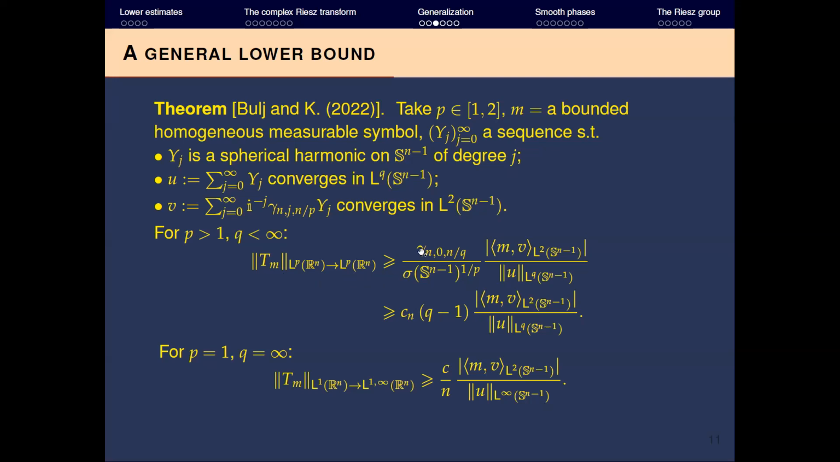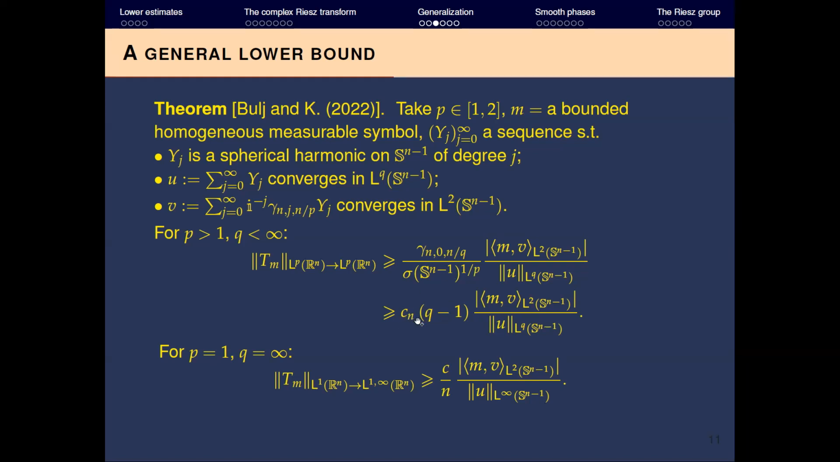We have a very concrete lower bound with some constant. Those are the same constants that you saw on the previous slides. This is the measure of the unit sphere. And these are the quotients obtained by pairing the symbol with this function f, v, defined as the sum of this series, and divided by the norm of the function u, defined as the sum of the former series. It turns out that this constant, you can find its asymptotics easily.